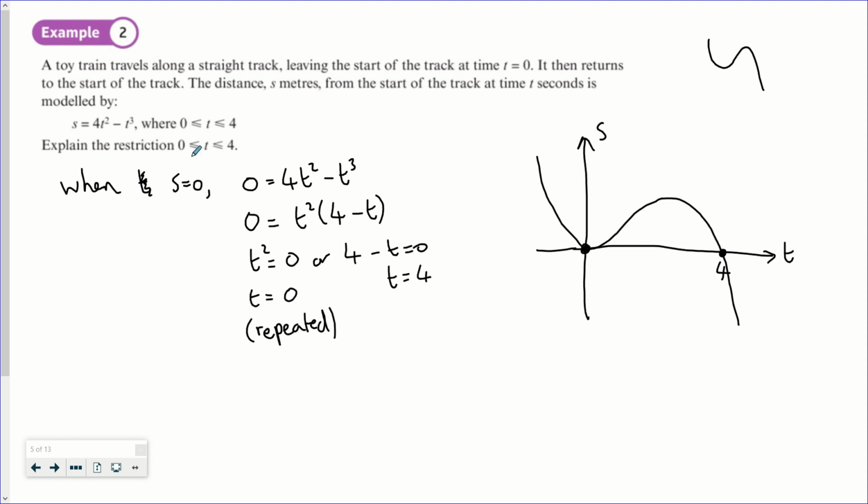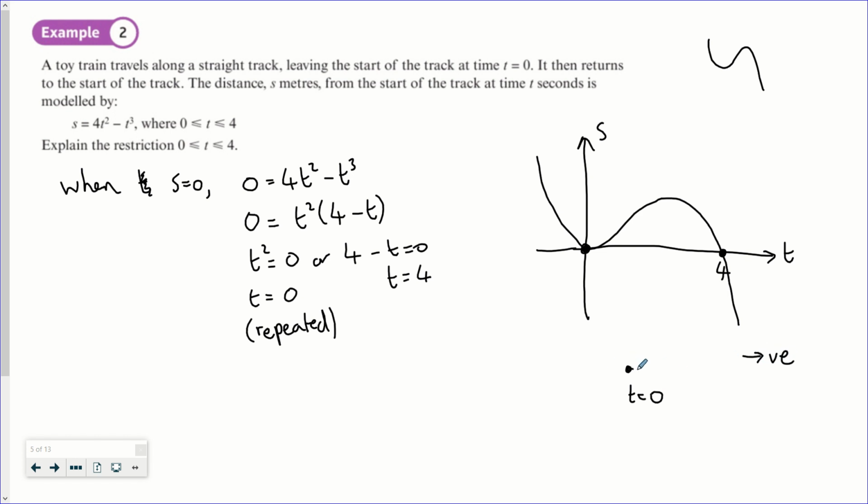So this might help us explain why we got this restriction. Well, we know that when t equals 0, the displacement is 0 and the train leaves the track. Let's draw a little sketch of what's happening to the train. So this is when t equals 0 at the start of the track. And then let's take this as our positive direction to the right.